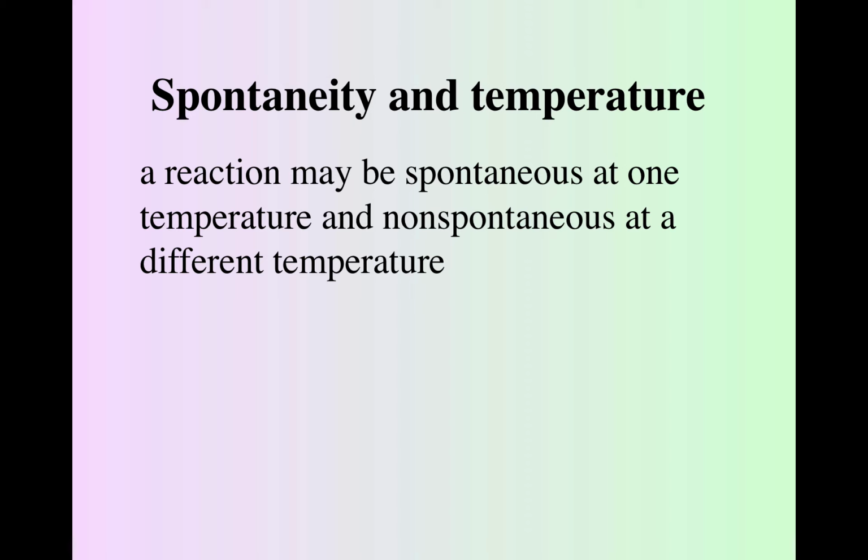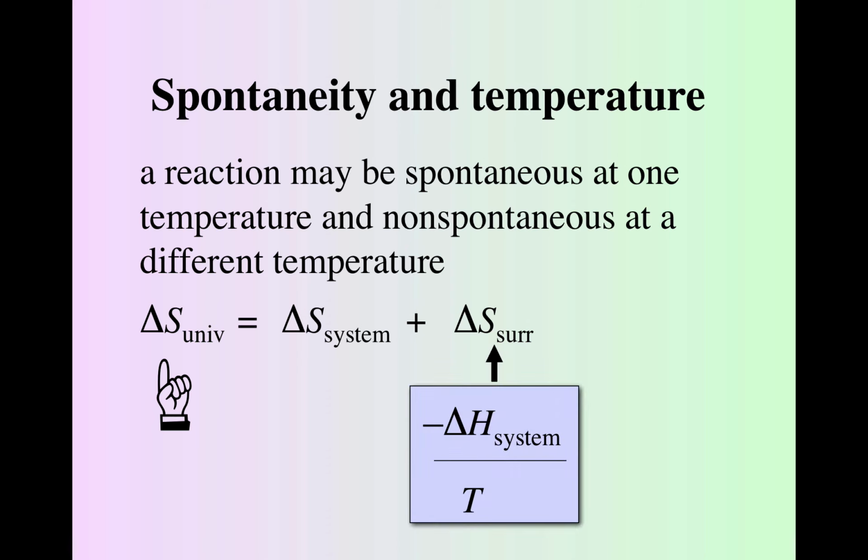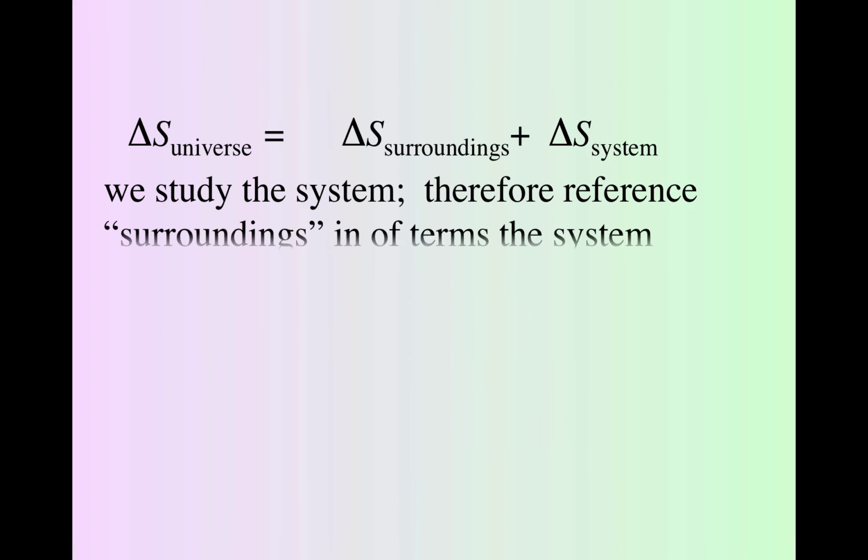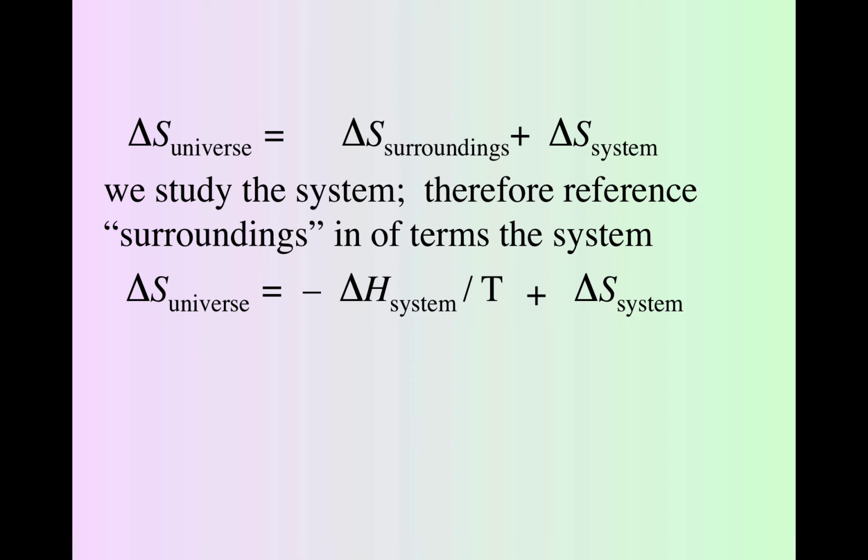All right, spontaneity and temperature. A reaction can be spontaneous at one temperature and non-spontaneous at another temperature. So again, right, what's going on with the universe? Is it becoming positive or negative? So we can't look at how disordered the surroundings is becoming, but we can equate the surroundings to the system by using negative delta H of the system divided by T. So we can plug that into the equation for the second law of thermodynamics, and we rearrange it.